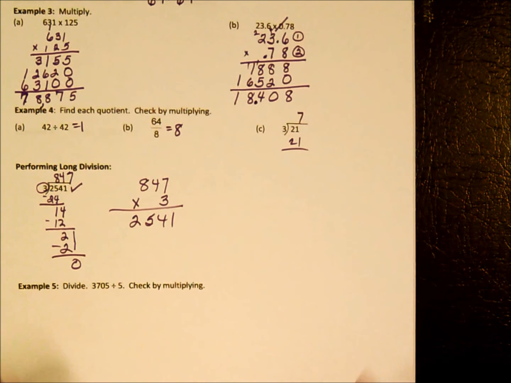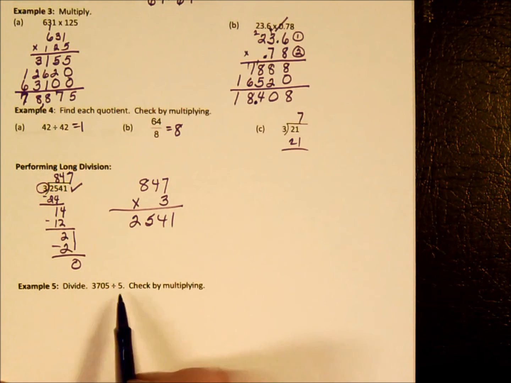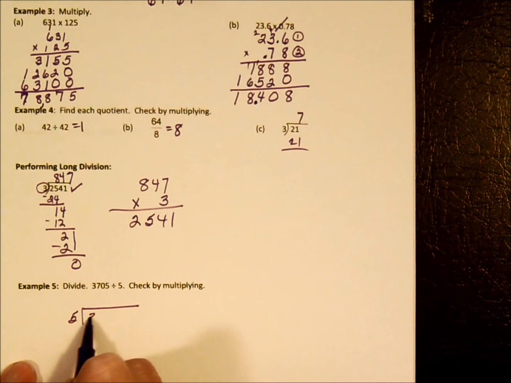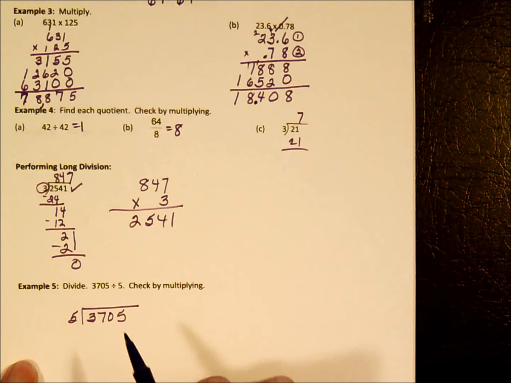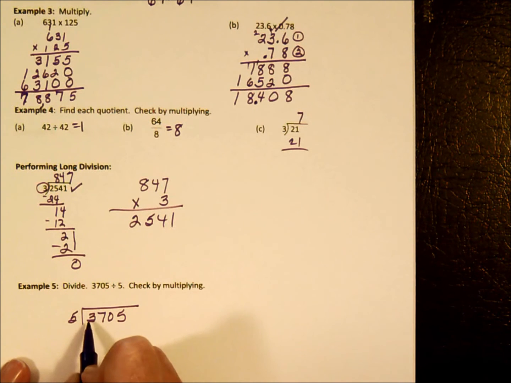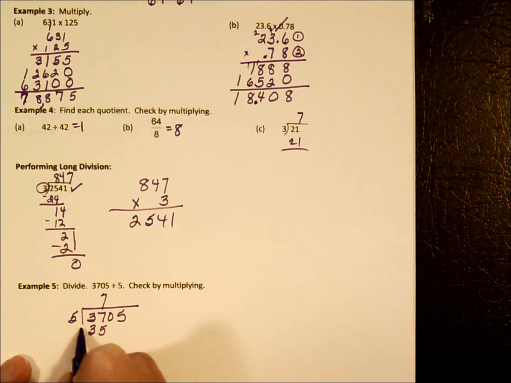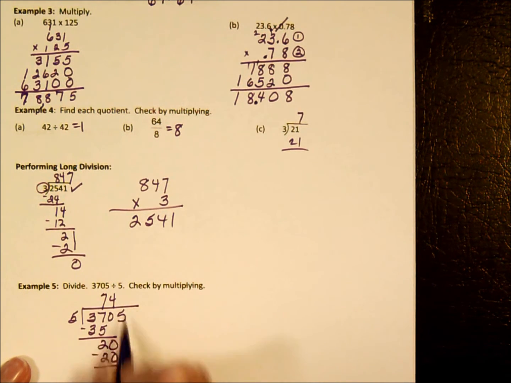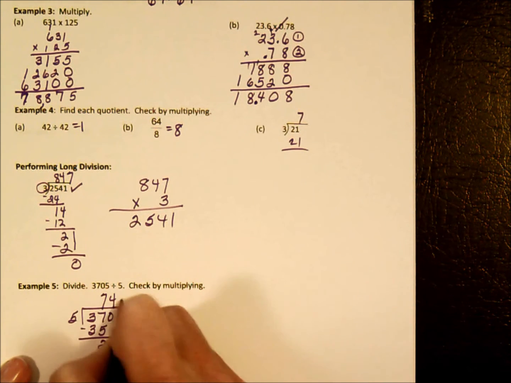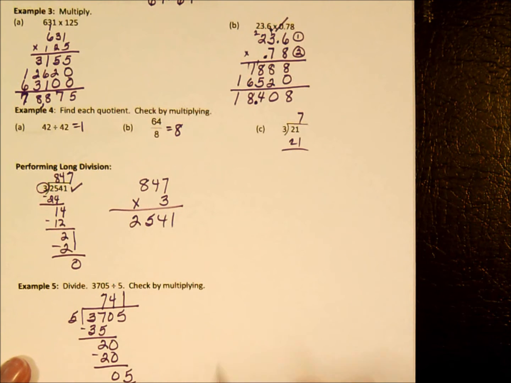All right, let's do another one. Divide 3705 by 5. So it's 5 into 3705. You already know it's going to go evenly because 5 always goes evenly into anything ending in 5 or 0. 5 won't go into 3, so we say 5 into 37 goes 7 times. That makes 35. Subtract, bring down 1 digit. 5 into 20 goes 4. That's 20. Subtract, bring down one digit. 5 into 5 goes 1, and it goes evenly. Again, you can check it. I'm going to let you do that on your own with multiplication. It does check.